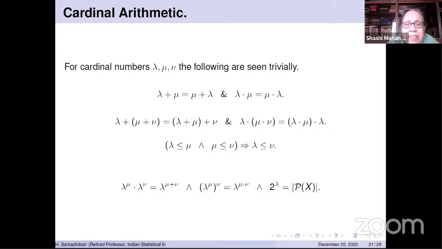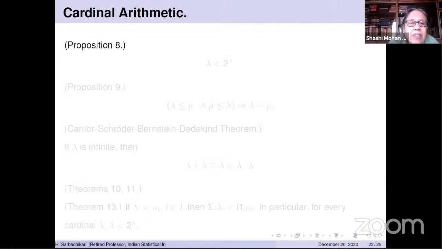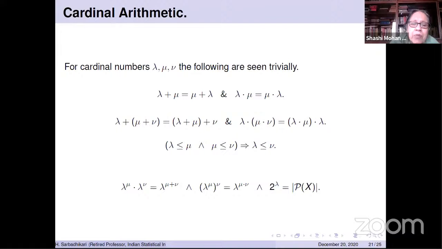And these standard properties are very easy to see. We have anyway done these power things. Some of them we have already done. In proposition 8, we had done these power things. You know, X to the power Y into X to the power Z is like X to the power Y plus Z. We had Y union Z. We had done such things.